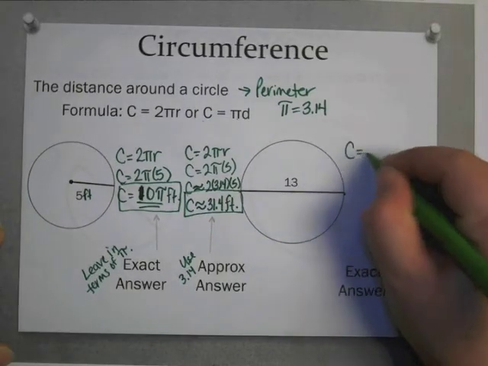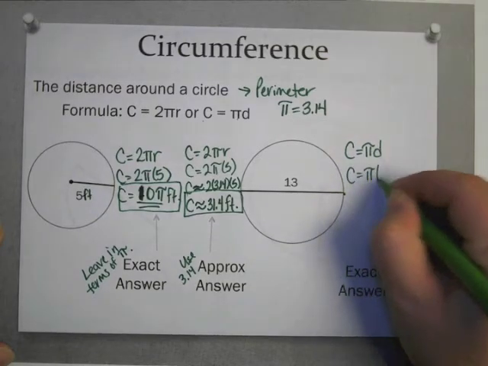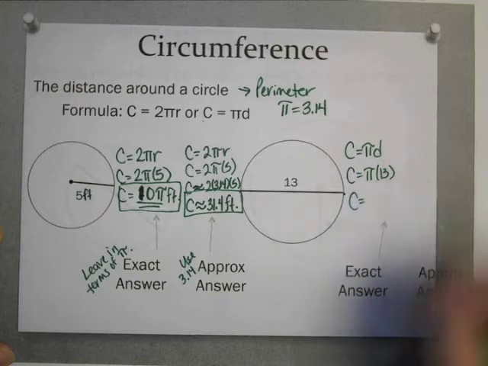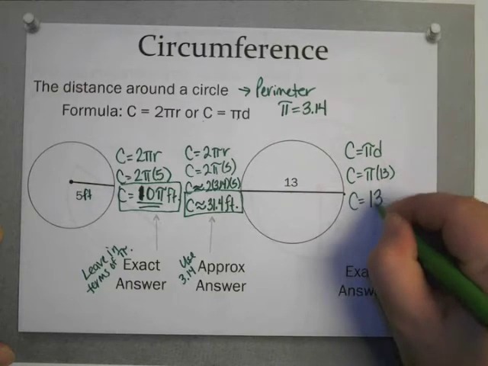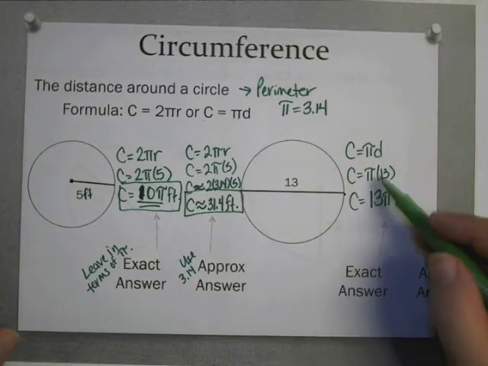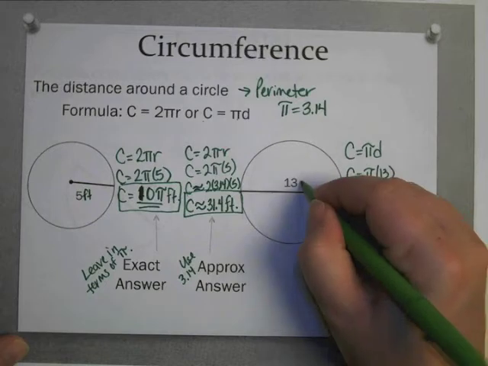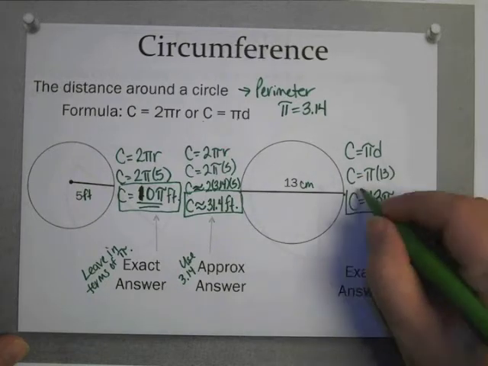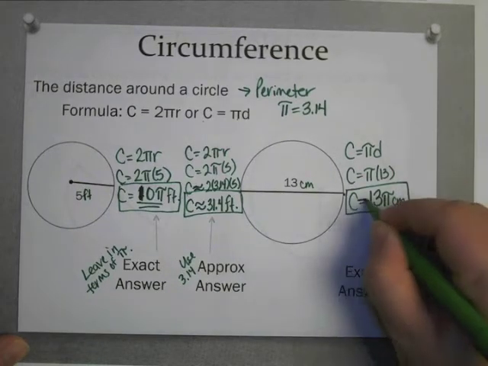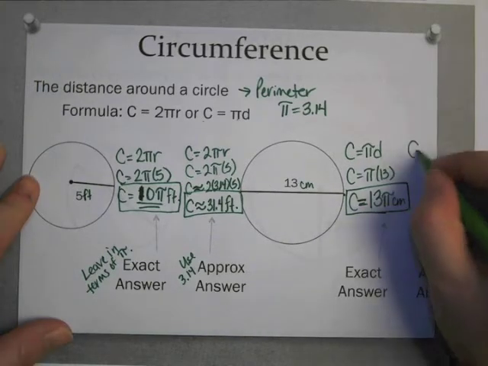Okay, let's try the other one with the diameter this time. So we're going to use the different formula. All right, so plug in, what's the diameter of this one? 13. If we want to leave it in the exact answer, we just leave it 13 pi. Always put that number in front of pi. Don't put pi in front. So 13 pi would be our answer. Let's say this is centimeters, so we're going to write 13 pi centimeters. That's our equal sign because it is the exact answer.